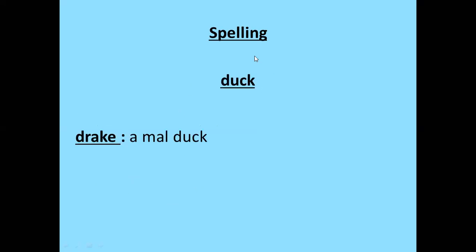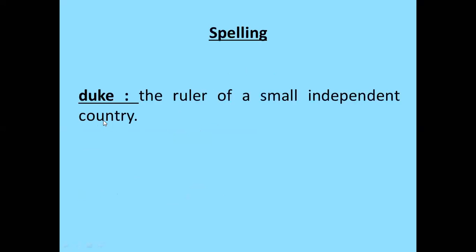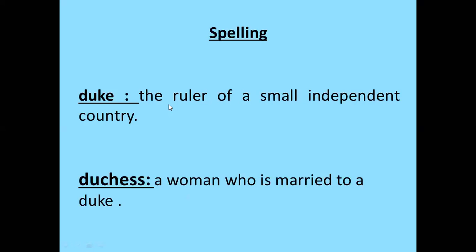Duck, this is the name of the animal. Drake, this is the male, and duck, this is the female, and this was one of the examples when the name of the animal itself is the same as the female one. Duke, this is a ruler of one of the small countries, and also it was one of the titles that were given to some rulers in the past. Duchess, this is a woman who is married to the duke.